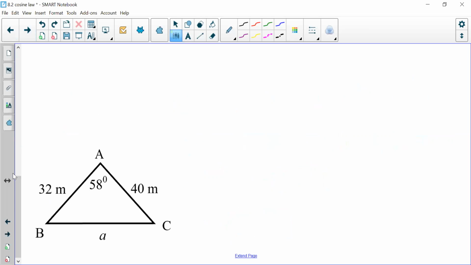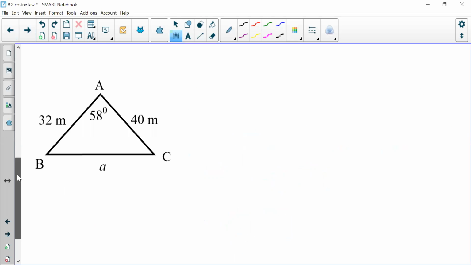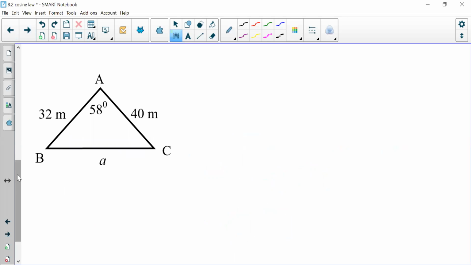Okay, here it is. Again, we're solving for side A. And I've made sure that on your evaluation, when we finish this unit, you'll always be solving for A, so you don't have to worry about any rearranging. So side A is what we're looking for. Again, I'm just going to rewrite my formula here: A squared equals B squared plus C squared minus 2BC times cosine A. And we'll plug in what's given to us.